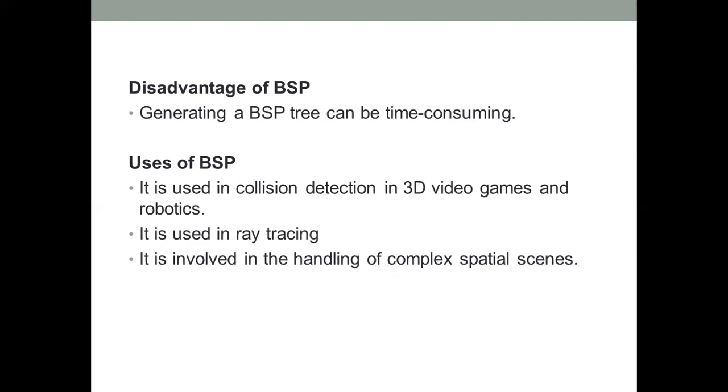But there are some special cases where people use this method. Most 3D video games, the game developers use this scenario, because we know that in a practical way the objects are at fixed points. We can change the viewpoint and look at them. For a purpose like that we can use this method, because the main purpose of this process is also that. So in video gaming and robotics, people use this method, and also in ray tracing we can use the BSP tree method, and it is involved in the handling of complex spatial things.